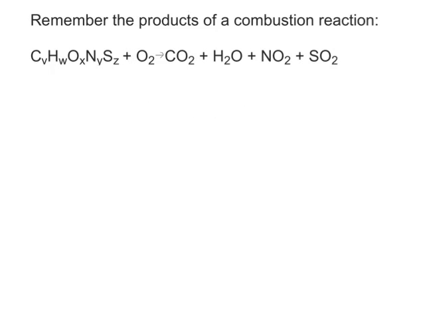So first, let's recall the products of a combustion reaction. You're going to have some compound which contains carbon, hydrogen, maybe oxygen, maybe nitrogen, maybe sulfur, and you're going to combust it with oxygen gas to produce carbon dioxide, water, maybe nitrogen dioxide if you have nitrogen, and sulfur dioxide if you have sulfur. You can see that all of the carbon in the original compound ends up in one place, the carbon dioxide. All of the hydrogen ends up in the water, all of the nitrogen in the nitrogen dioxide, and all of the sulfur in the sulfur dioxide.